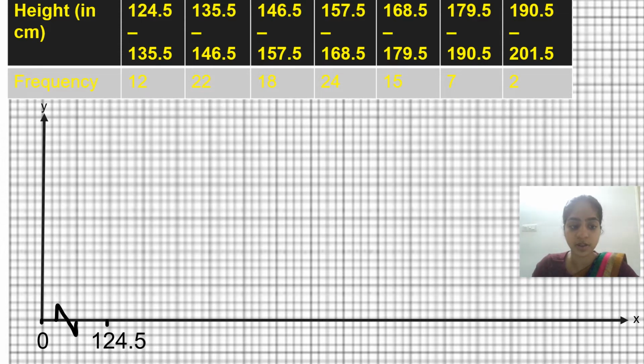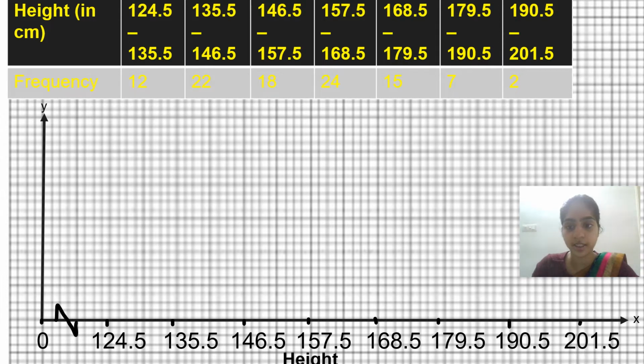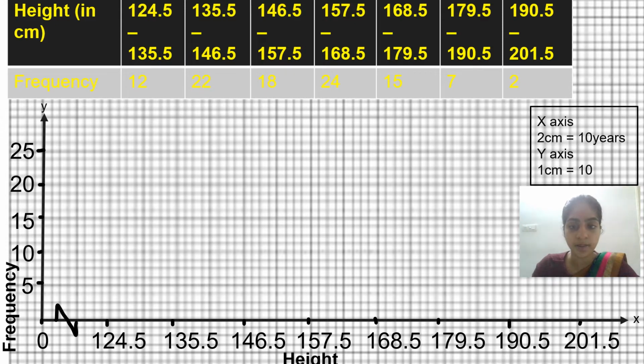So first class interval 124.5, and then we move to next class intervals 135.5, 146.5, 157.5 and so on till 201.5. And we mark it as height and then we move to the next part, the y-axis. Here we are splitting this into 5, 10, 20 because the highest is 24 which is lesser than 25. And then once we mark the y-axis, we put it as frequency. On the x-axis, 2 cm is 10 cm of height, and on the y-axis, 1 cm is 10 frequency.